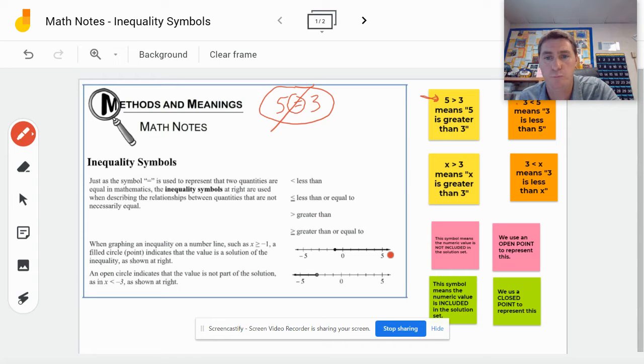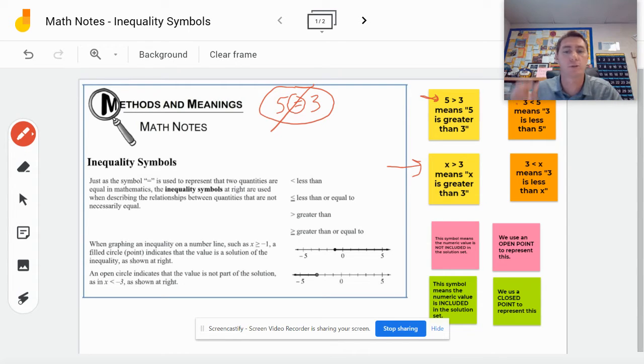But what happens when that bigger number is not a number at all? It's an X. Well, which one's bigger, X or 3? Well, we don't know what X stands for, and so we have to rely on this symbol. The alligator is going to eat the bigger number. So it's eating the X, so we know that X is greater than 3.